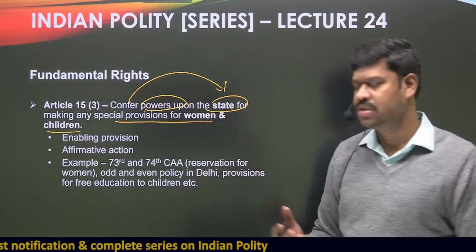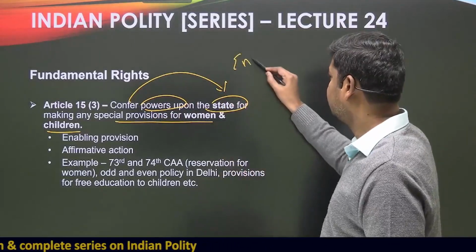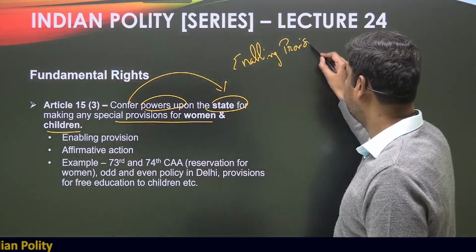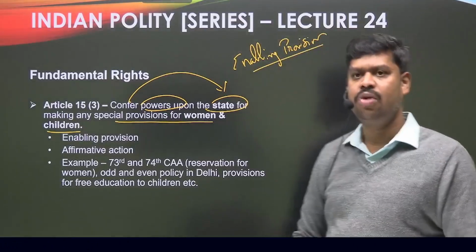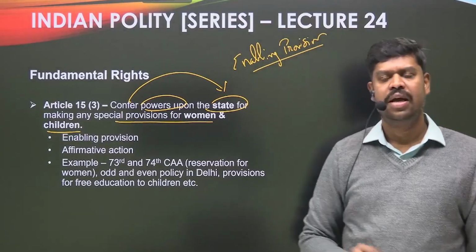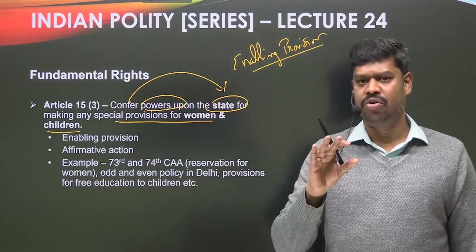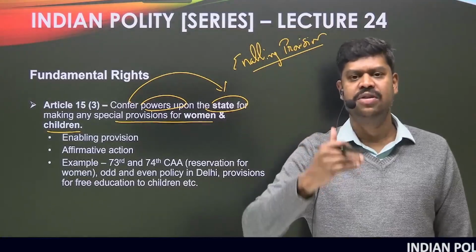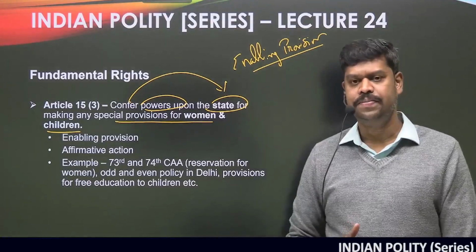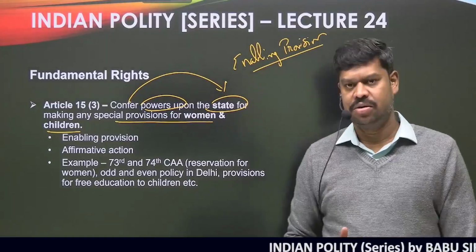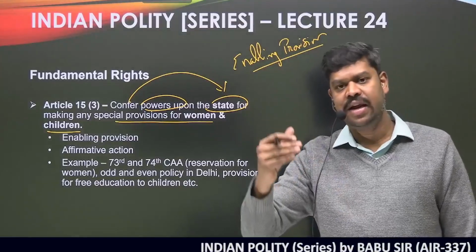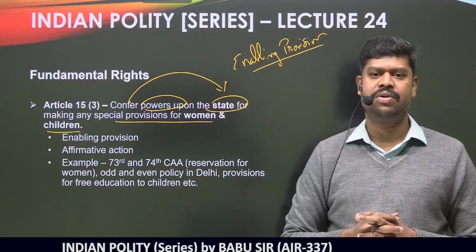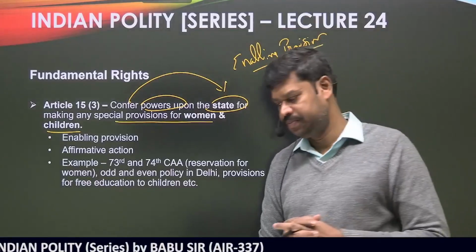In other words, we can say Article 15 Clause 3 is an enabling provision in Part 3 of the Constitution. What do I mean by an enabling provision? Enabling provisions in Part 3 of the Constitution do not confer any right upon the people. Rather, they confer a certain element of power upon the state. By using this enabling provision, or this power, the state can take certain special measures, and thereby it can empower certain categories of people in our country. That's basically what you'll have to understand.